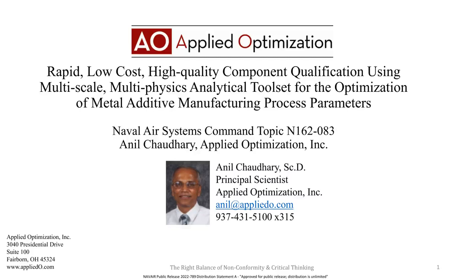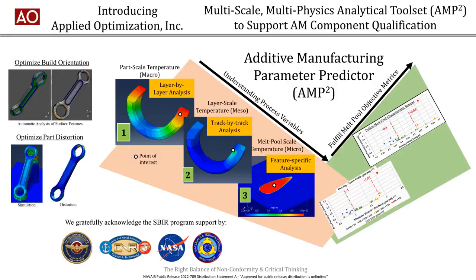We are located in Dayton, Ohio, and our project is on scientific design of AM process parameters. Our objective is to support component qualification. Our solution combines the material science, laser material interaction, equipment parameters, part geometry, scan path, and optimization methods to design process parameters. This technology is relevant to produce high-quality critical components using AM and to widen the supplier base. Our solution is AMP-squared software, or the Additive Manufacturing Parameter Predictor.